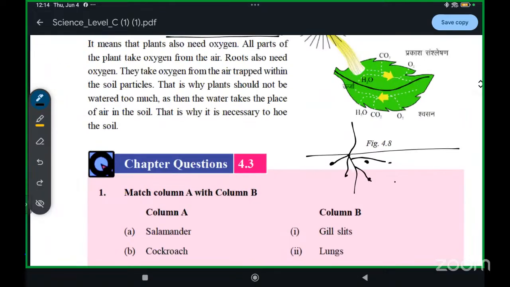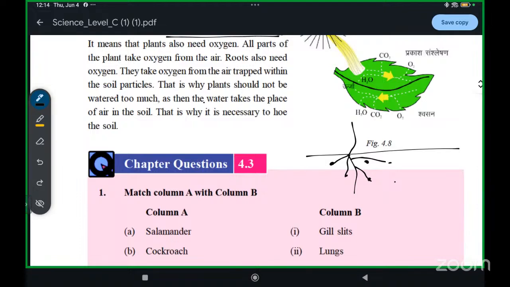Because air is trapped between the soil, and this trapped air has oxygen molecules. That is why plants should not be watered too much, as then the water takes the place of the air in the soil. That is why it's necessary to hoe the soil. Have you heard this process?